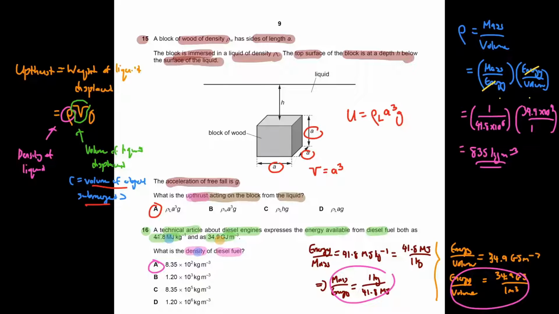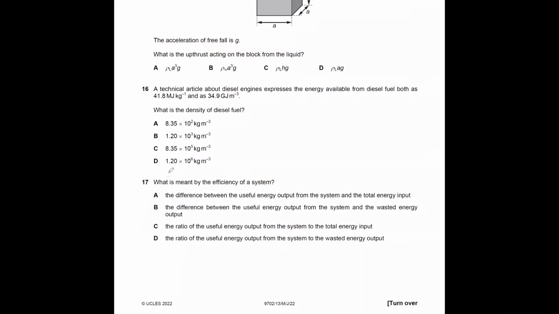And after that, move on to question 17. For question 17, what is meant by the efficiency of a system? When you're talking about efficiency, it is really just the ratio of your useful energy to your input energy. If you had wanted to write it in terms of percentages, you would have multiplied with 100%. In your question here, your answer is supposed to be C. It is the ratio of the useful energy output from the system to the total energy input. The rest of the answer choices just don't make sense.